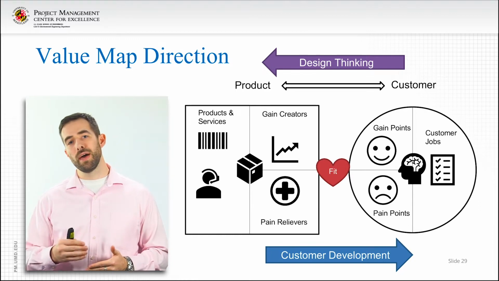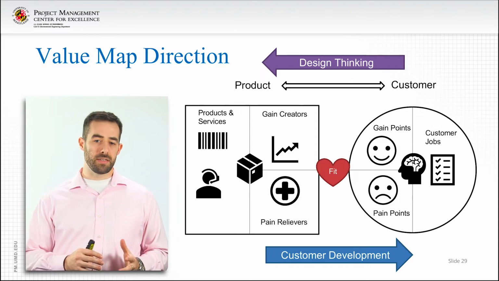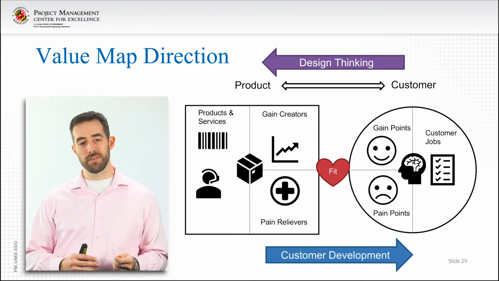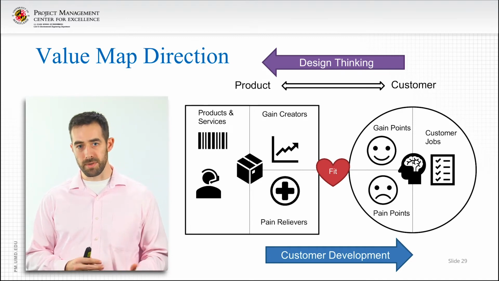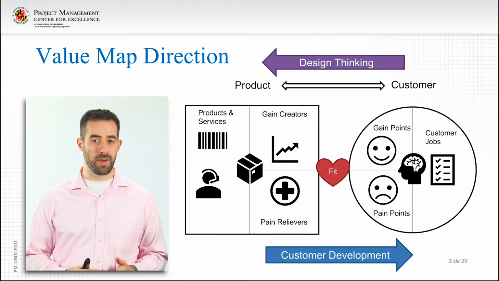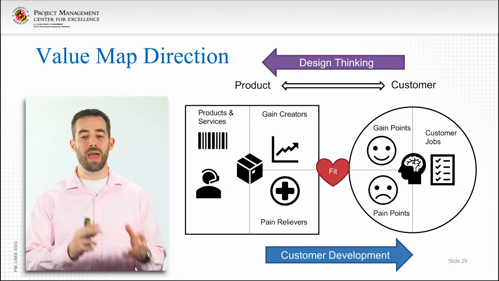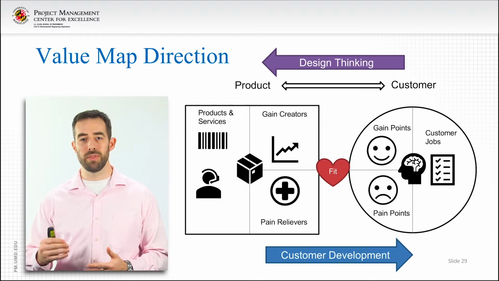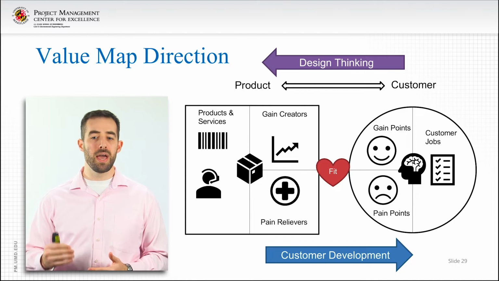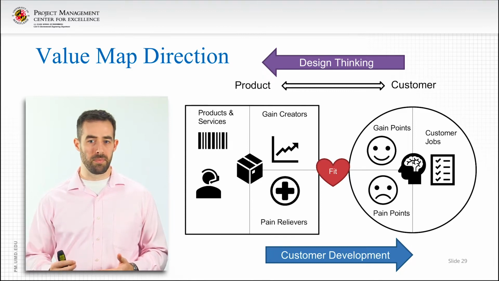If we're talking about customer development, as you can see at the bottom, we start with a product. We understand the product and services. We understand the gain creators it can produce for our customers, as well as the pain relievers they can provide. We then look for a fit by going and finding customers who have those gain points or who have those pain points. And we want to match it up with them because of the jobs that they do. And these are the jobs that really need the product or service you're providing.